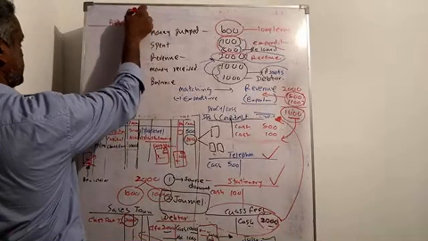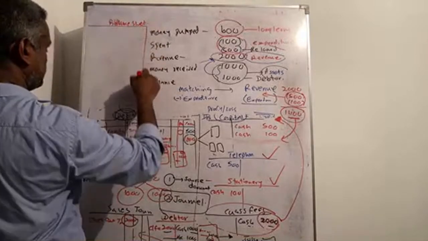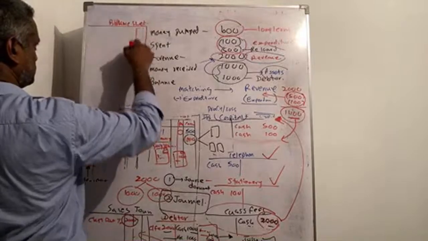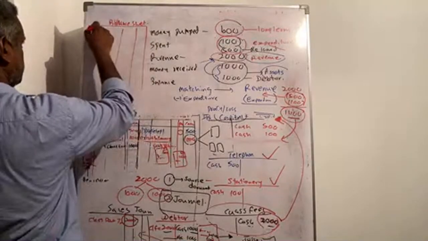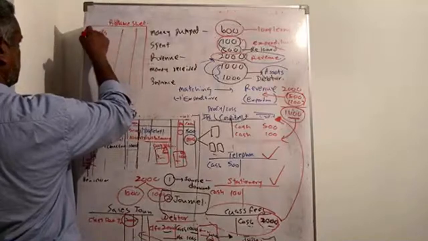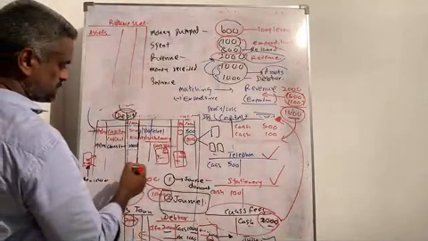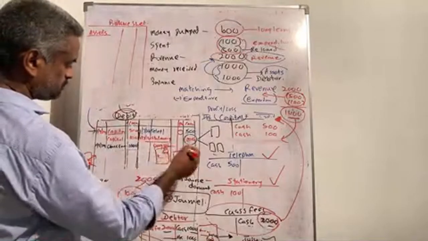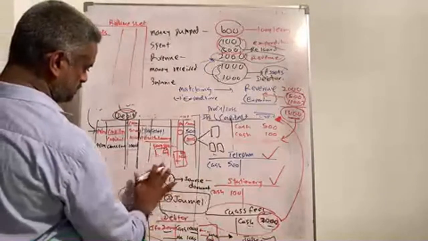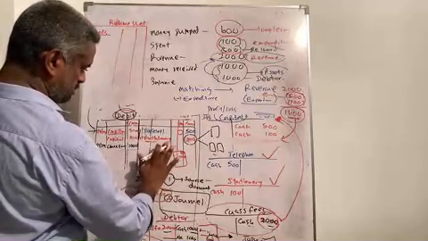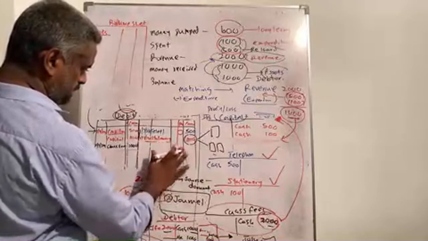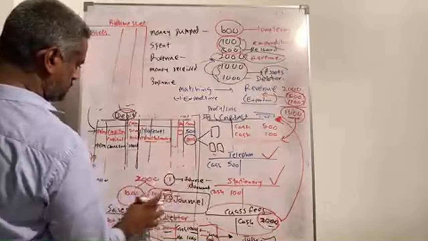Balance sheet, assets as of some date, right? What are the assets we have now? Cash book, we will close down now. We will calculate the balance now. Cash book.